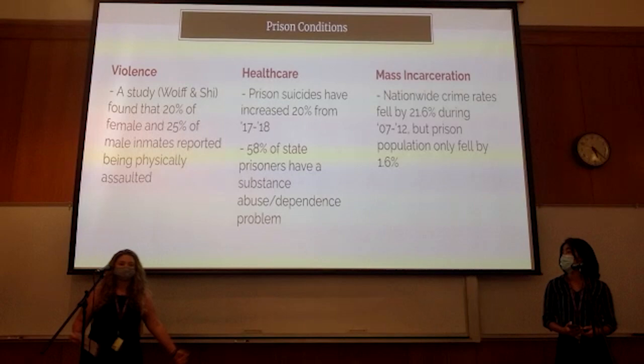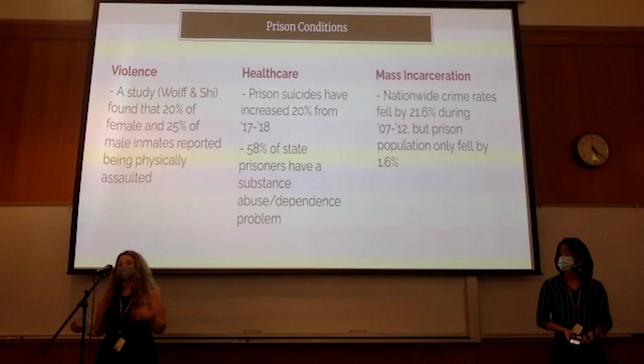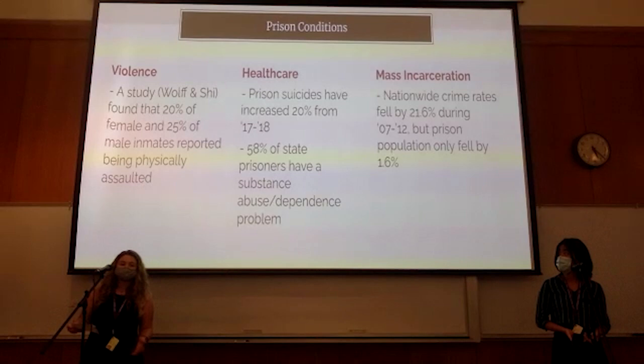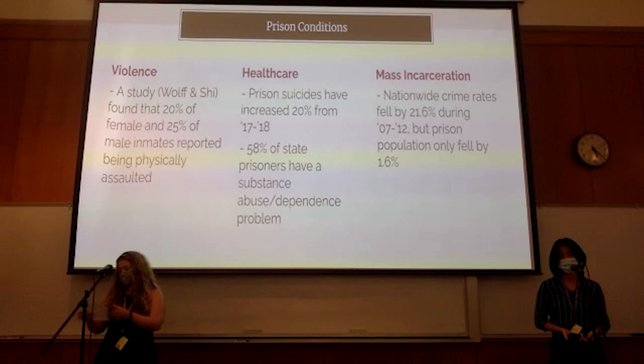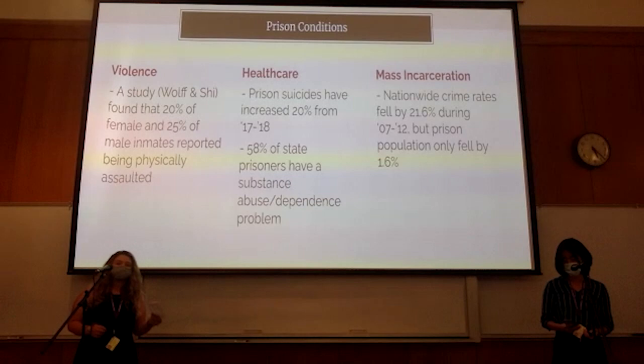Looking at healthcare, prison suicides have increased 20% within the years 2017 to 2018. So just in 1 year, we saw a 20% increase. 58% of prisoners have a substance abuse problem, and that's compared to only 5% in the general population. Then when we take a look at mass incarceration, among a five-year period of 2007 to 2012, crime rates fell by 21%, but the prison population didn't follow that same trend, and it only decreased by 1%.